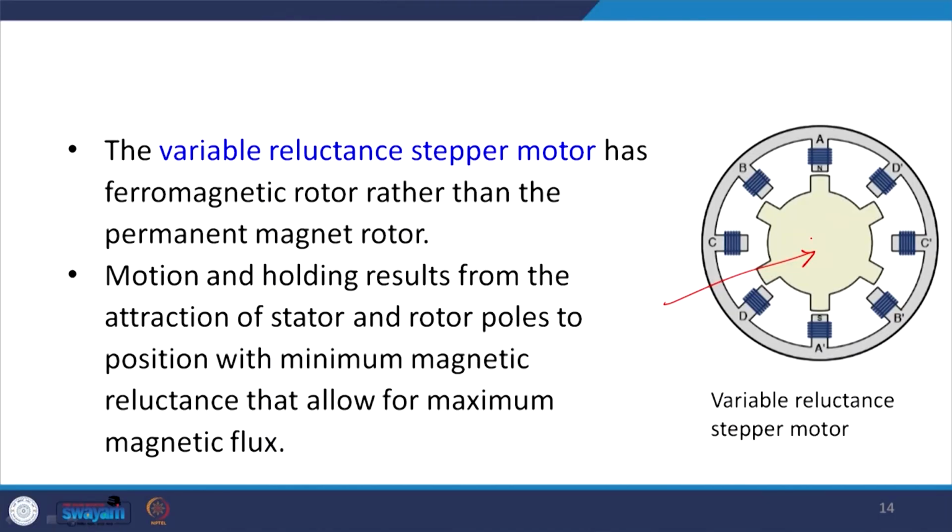And in the variable reluctance type stepper motor, the working principle is that there is a ferromagnetic rotor rather than a permanent magnet. So, this is your ferromagnetic rotor, and the motion and holding result from attraction of stator and rotor poles to position with minimum magnetic reluctance, that allows for the maximum magnetic flux.